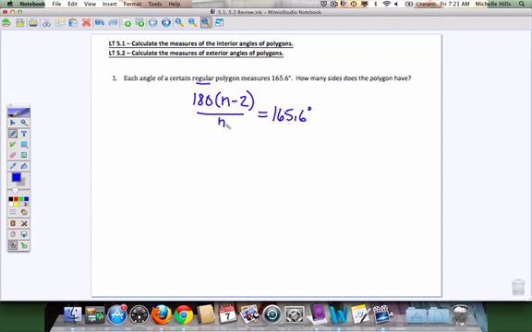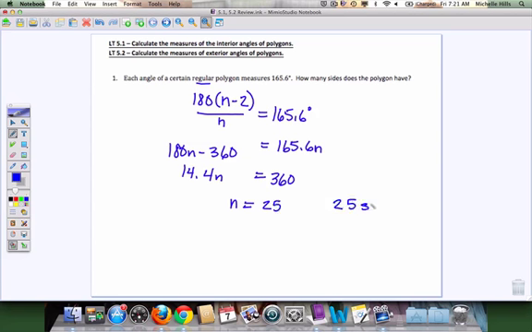I'm going to multiply both sides by n to get rid of this divide by n. That's going to make this side 165.6n. I'm not going to worry about putting the degrees on my work. And at the same time, I'm going to distribute this 180 over here to make this 180n minus 360. Now, I'm going to subtract the 165.6n to move it over here, and that's going to give me 14.4n on this side. And I'm going to add the 360 to get the constant to the right to make this a positive 360. Now, when I divide both sides by 14.4, I get n equals 25, so 25 sides.